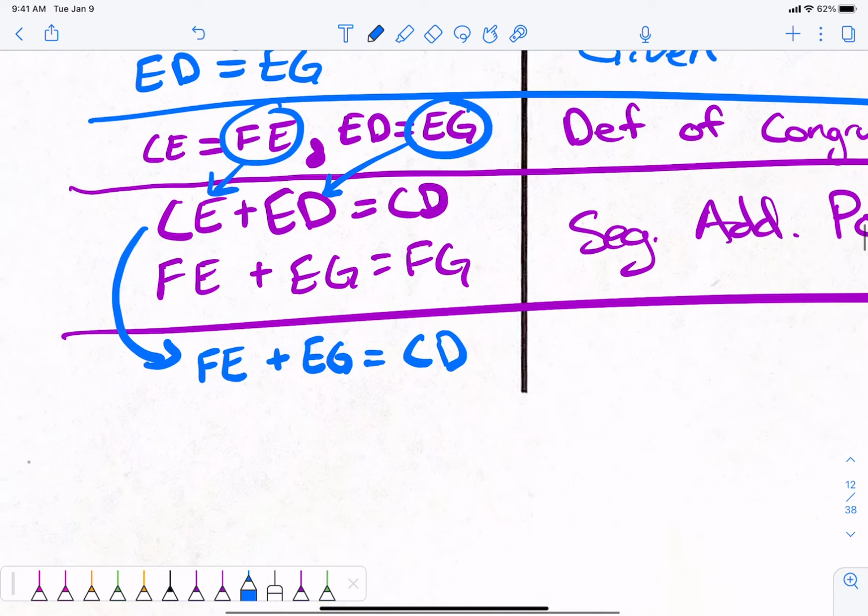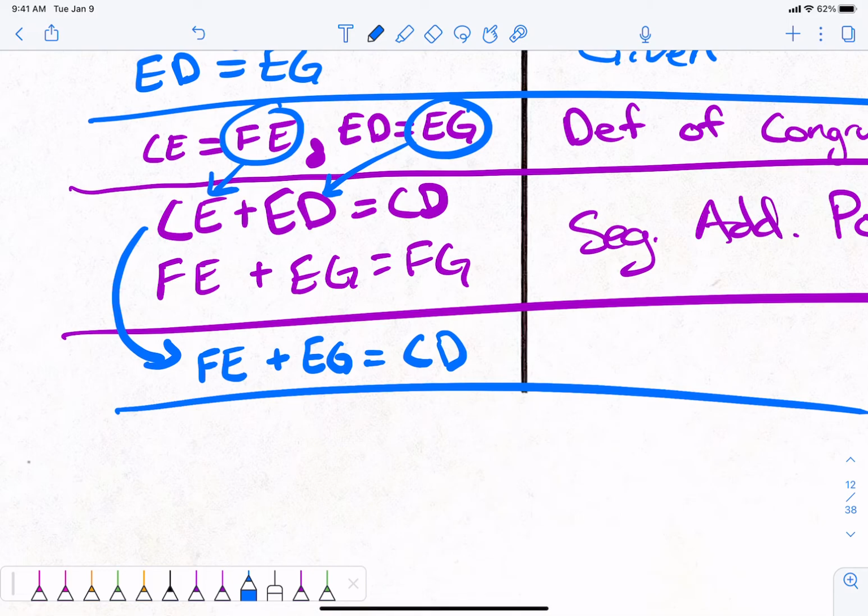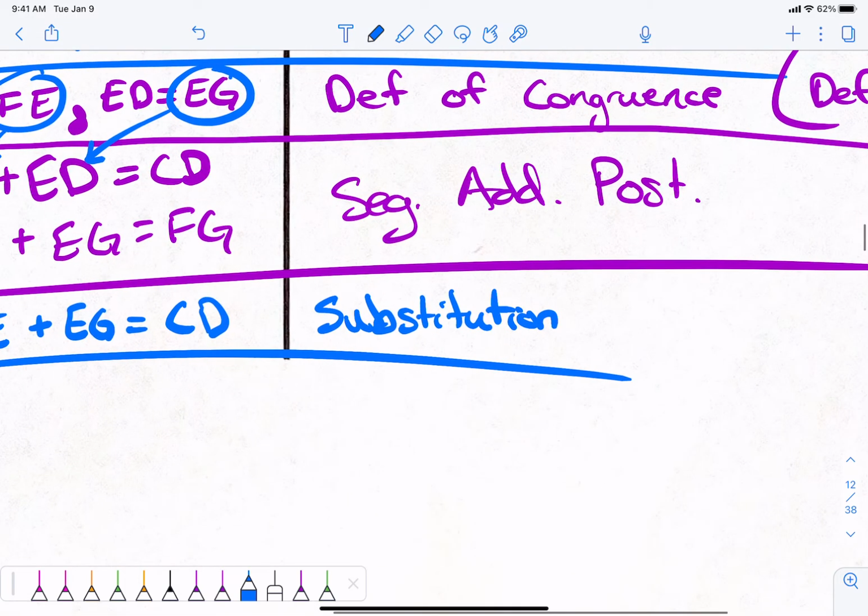Now, what did we do to get that? Why is that legal? Why can we do that? What was that process? We took him and plopped him in there. What's another word for that? I don't think we've written it down on your blue sheet yet. What was that process called? We took him and plugged him in. What's that called? Substitution. We just plugged him in. That's a substitution property.